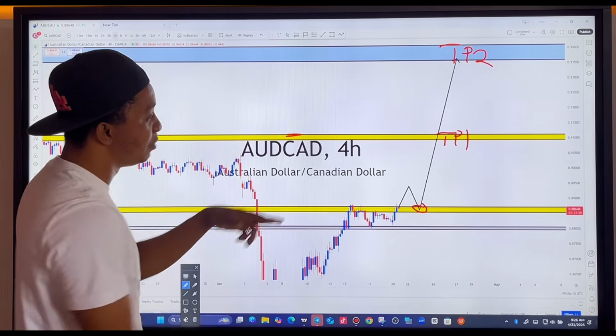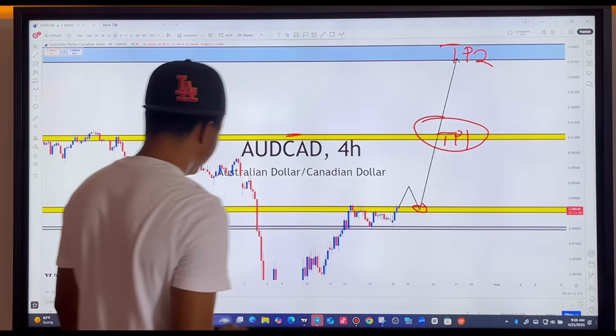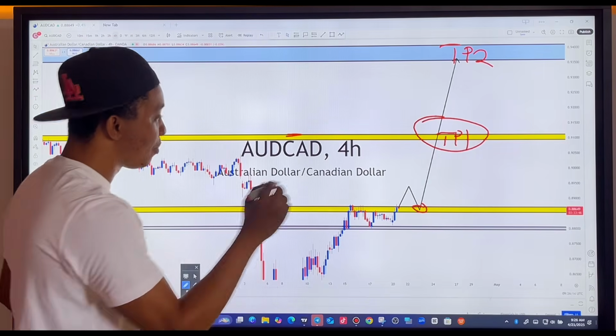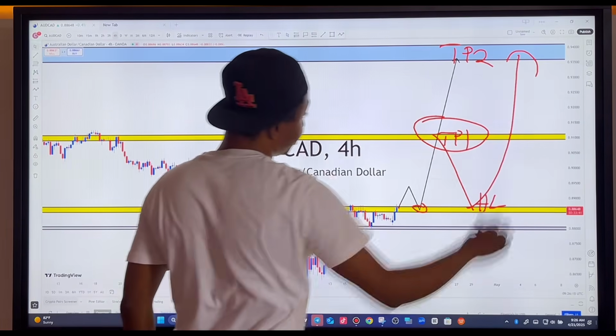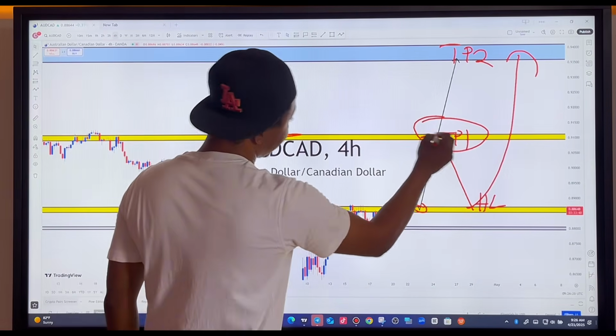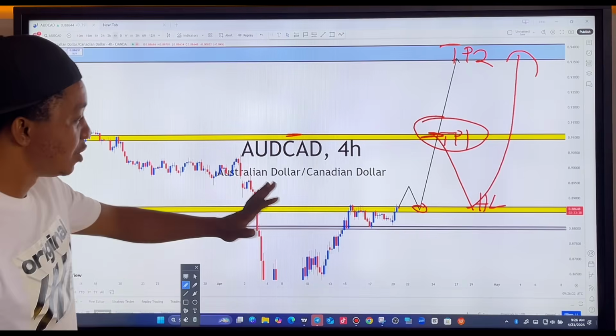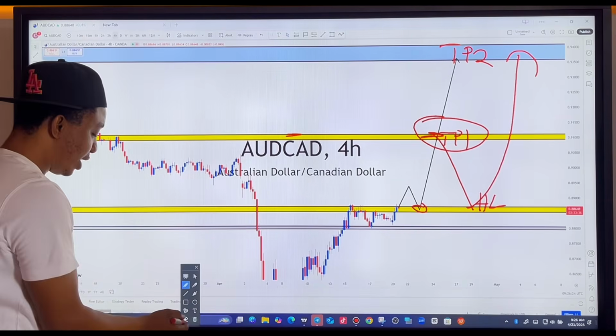Why are we putting TP1 at the weekly resistance level? Because at the weekly resistance level, price can see sell pressure to drop to create a weekly higher low before it goes all the way to the upside. That's why we put TP1 over here. You understand? So that is it for the explanation. Alright, let's take it to the next pair.